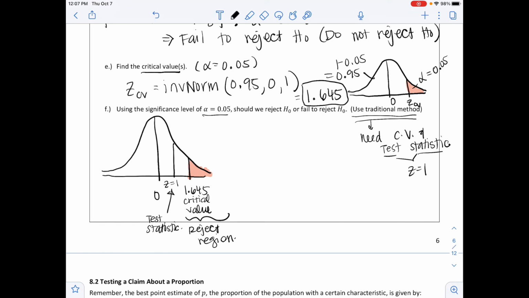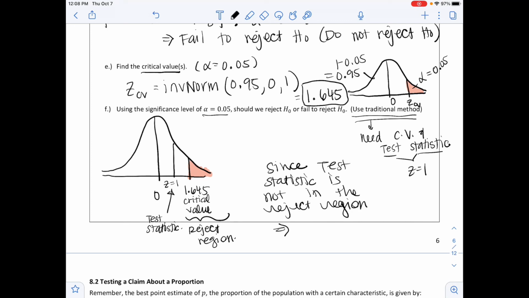And for this problem, it was given to us. A lot of times you have to calculate it on your own by a z-score. And since our test statistic is not in the rejection region, we can say that we are going to fail to reject or do not reject H naught. And again, you could still say fail to reject.